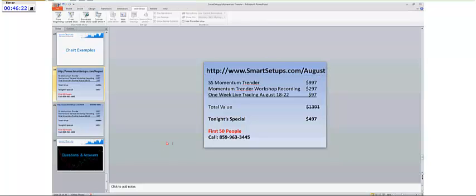There you go. So as Thomas is getting ready to show you some live charts and stuff, I want to go over a couple things because I know some of you are going to ask.